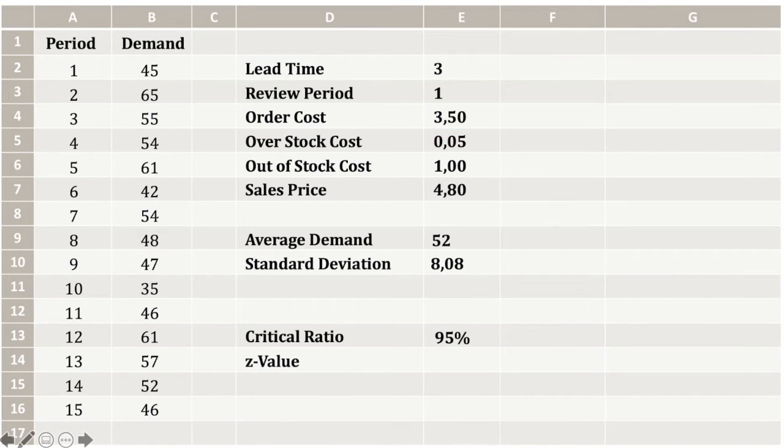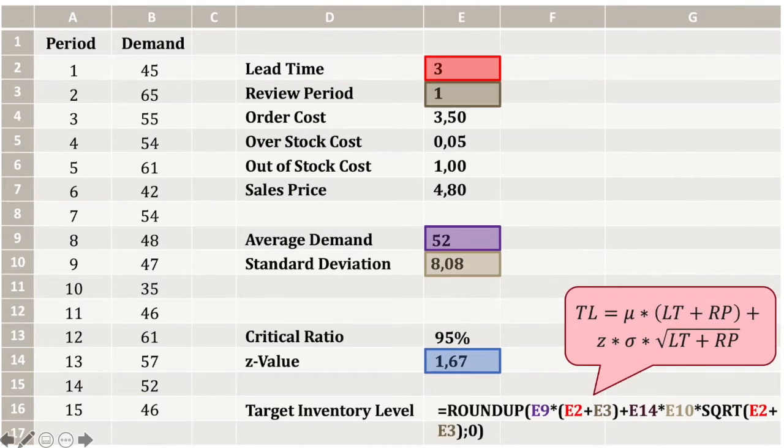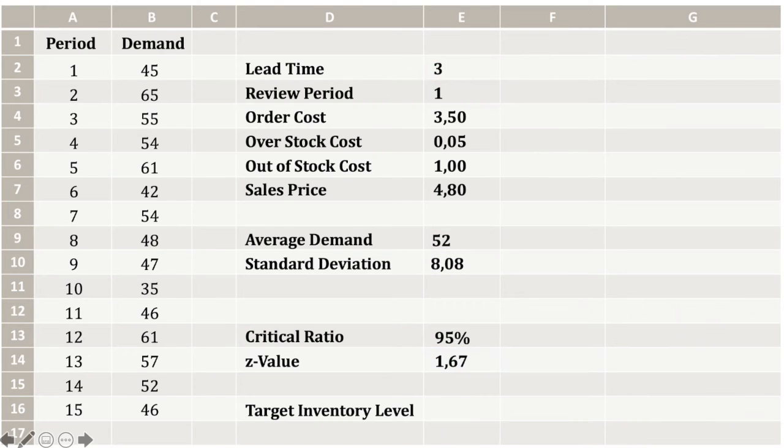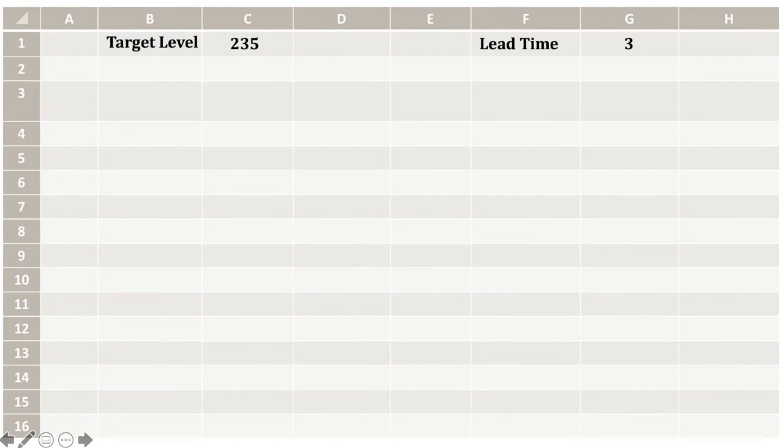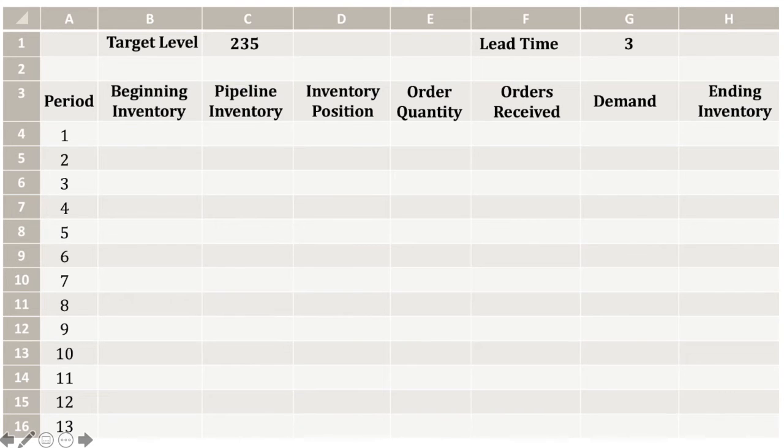Using this result, the corresponding Z value can be calculated by applying the Excel formula NORM.S.INV. In a final step, the target inventory level can be calculated by using the displayed formula. After all these calculations, we now have our final result. The target inventory level for toilet paper of this specific retailer is 235. Now we use those 235 and the same demand from the previous calculation to simulate a scenario for the considered periods. Also, for the sake of this example, we assume that the beginning inventory consists of 200 units.